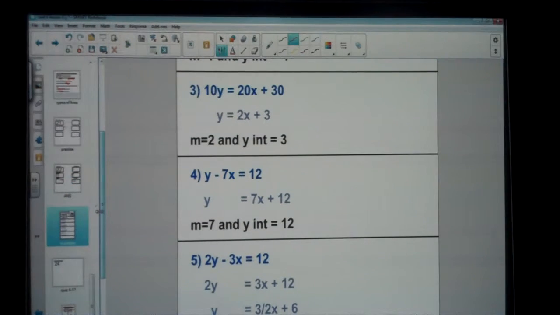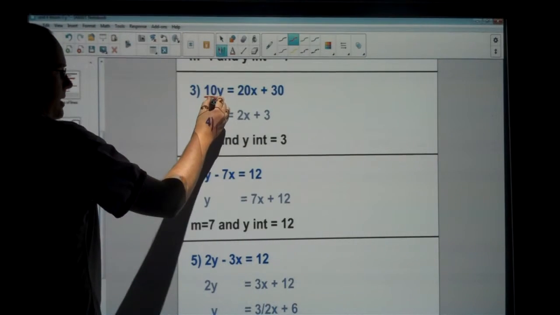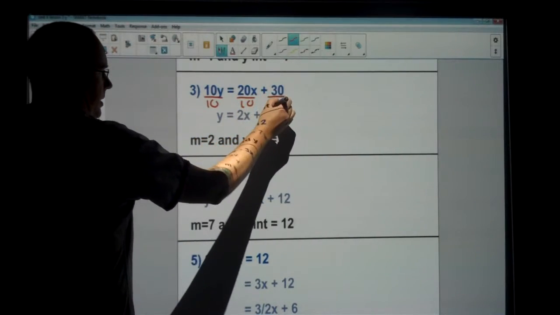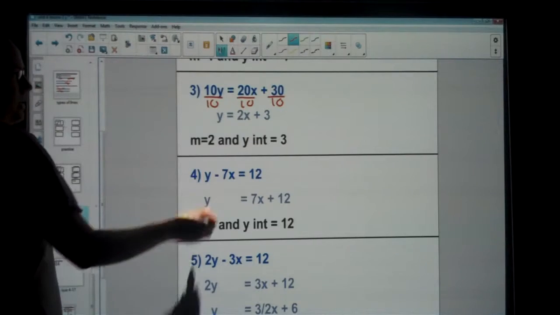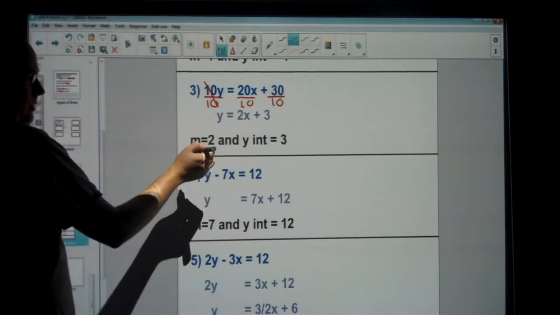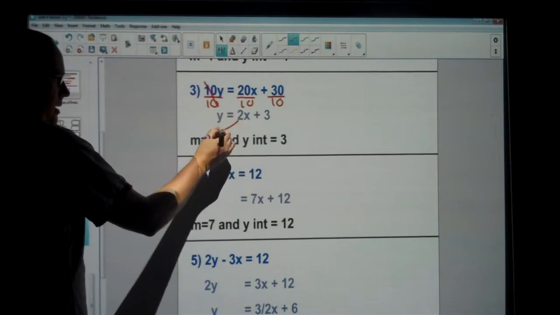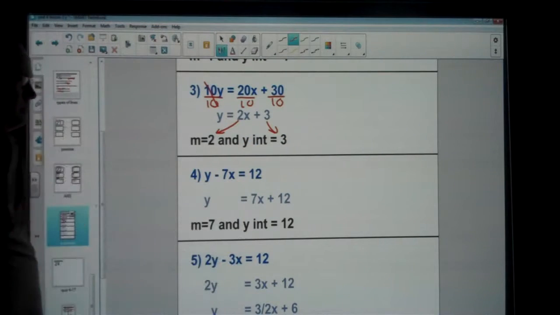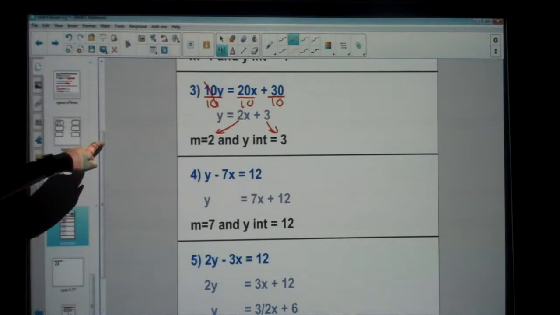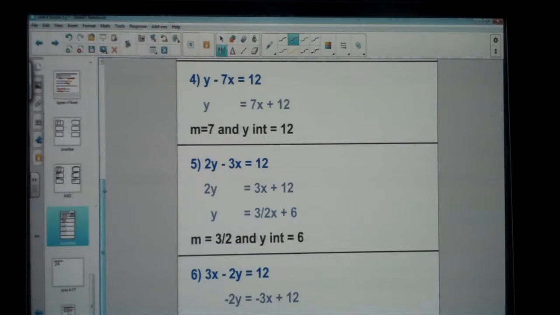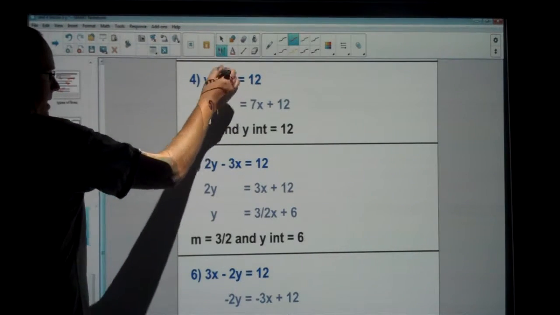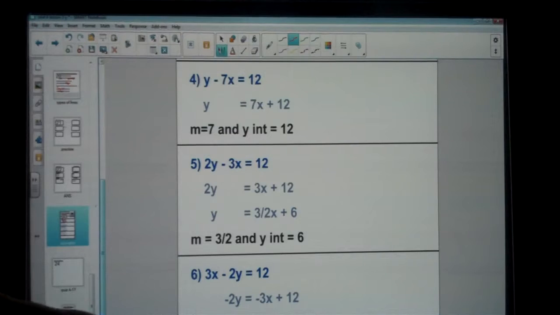Now, if we have questions that aren't in y equals form, we make them into y equals form. So what I did here is I just divided both sides by 10 and then simplified, because 10 over 10 is going to cancel, leaving us with just y. And then I can just pick off the two numbers for my slope and y-intercept. This was also part of what we called literal equations in an earlier chapter, being able to solve for a particular variable.